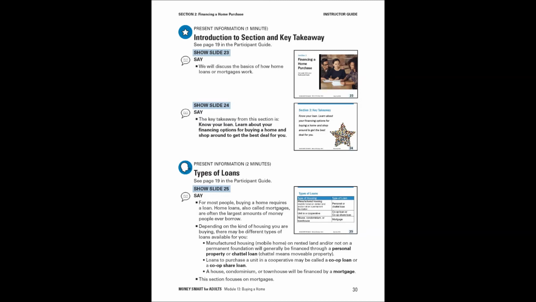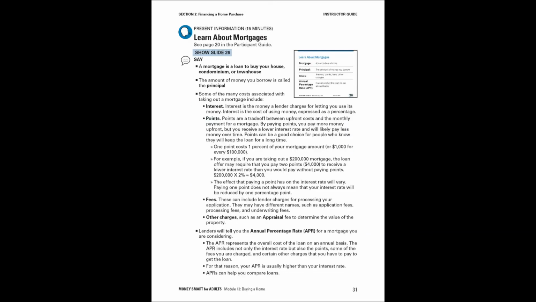Now we're going to talk about the types of loans. You're presenting information around the different types of loans that they may get based on the type of property that they're going to be purchasing. Now, most people are going to need financing. This financing is called a mortgage. And it's often the largest amount of money people will ever borrow. And there are all kinds of different mortgages that are there. And so what we want to do is make sure that we give them an opportunity to learn about mortgages. And this is your opportunity to do that.